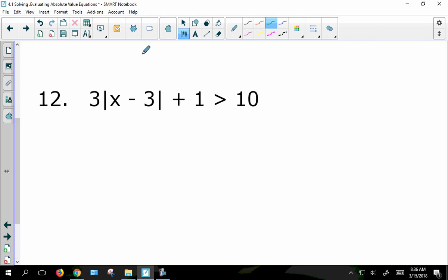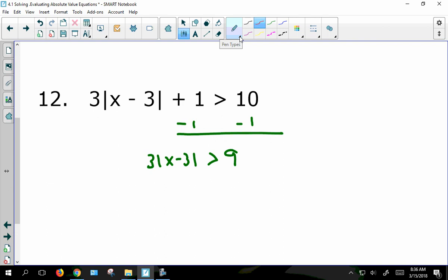What's the first thing I do, kids? Subtract 1. I get rid of the loner first. Subtract 1. So this brings this whole thing down. 3 times the absolute value of x minus 3 is less than 9. I did not multiply or divide by a negative, so I don't have to flip that. Keep that in mind.